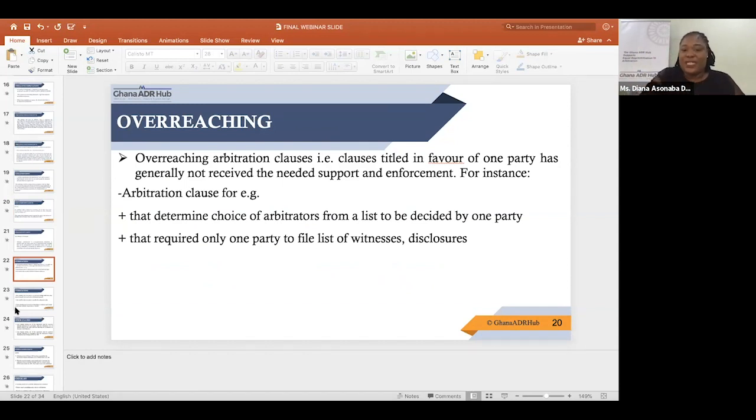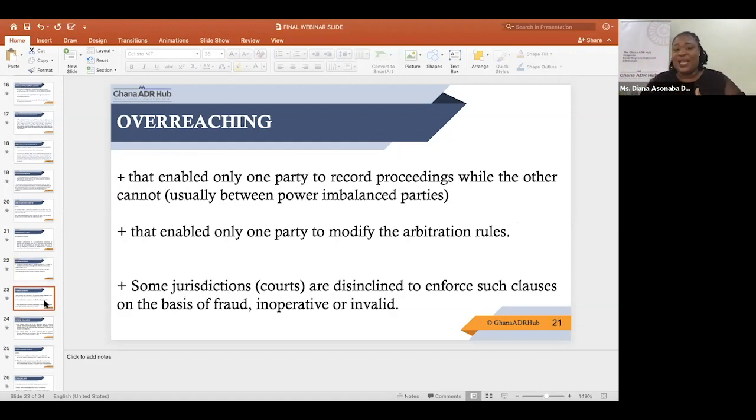That one same party is the one that can file a list of witnesses, is the one that can modify the arbitration. So it's so overreaching. It's tilted in favor of one party as against another. So that one party will be able to record the proceedings, but the other cannot. Usually where there's a power imbalance between the contracting parties, you have arbitral clauses setting out so many terms with only one side having the power to do certain things as against the others.